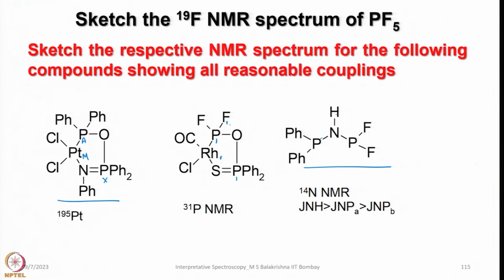So one is nitrogen to hydrogen coupling is larger than nitrogen to phosphorus coupling. On the other hand, nitrogen to phosphorus coupling is larger than nitrogen to hydrogen coupling, and the third one is both the couplings are identical.